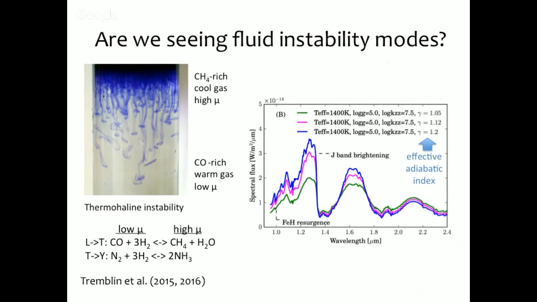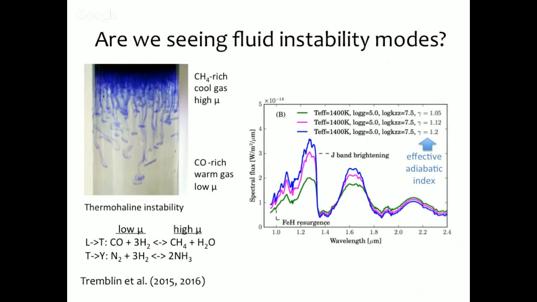But I think the more interesting suggestion has come out just in the last year or two, is some work by the Tremblin group looking at just regular fluid dynamics, and particularly fluid dynamics that's relevant for the Earth, looking at thermohaline instabilities. These are the things that form salt fingers at the surfaces of very calm oceans. They're responsible for the thermohaline circulation that keeps England warm, so you know, it's a little important.